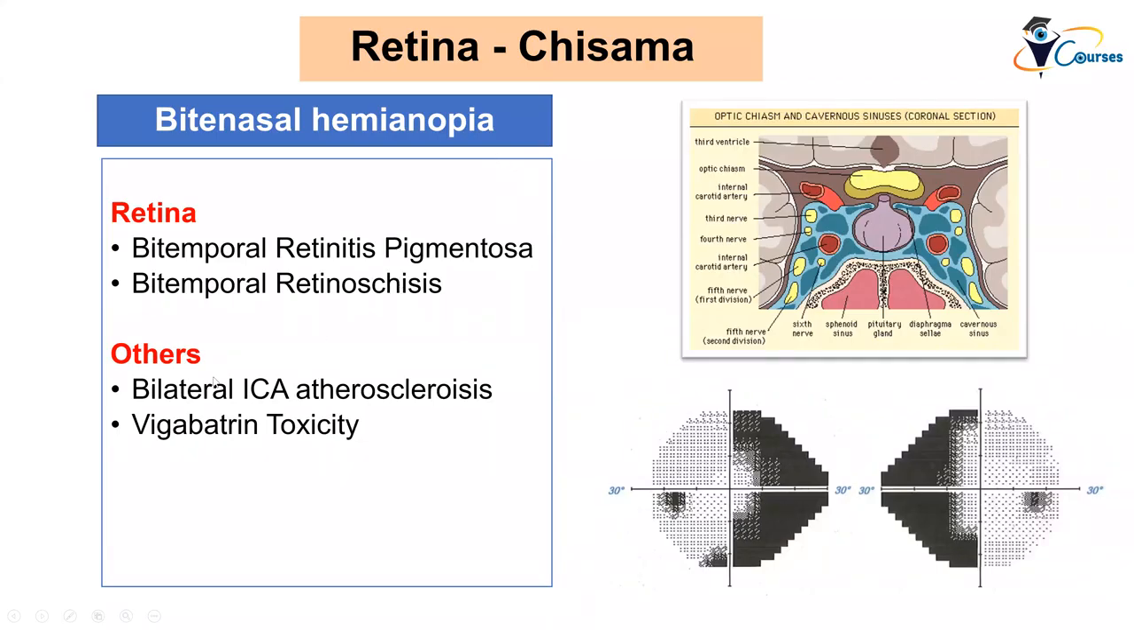I have seen almost all of these cases presenting with binasal hemianopia because of vigabatrin. I also saw a case of internal carotid artery aneurysm and bitemporal retinitis pigmentosa. By the way, bilateral tilted optic discs may also result in binasal hemianopia. So we are all mindful of the bitemporal hemianopia, but we tend to forget about the binasal or nasal hemianopia. So I hope this gives you more idea about binasal hemianopia.